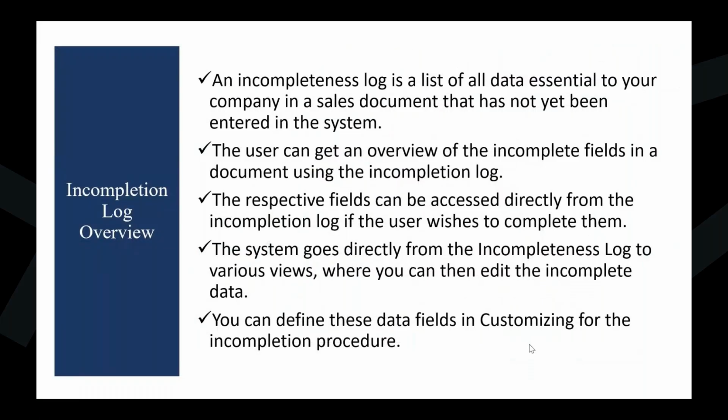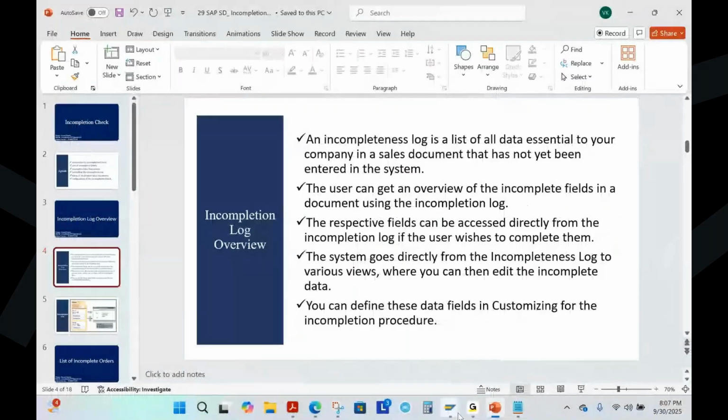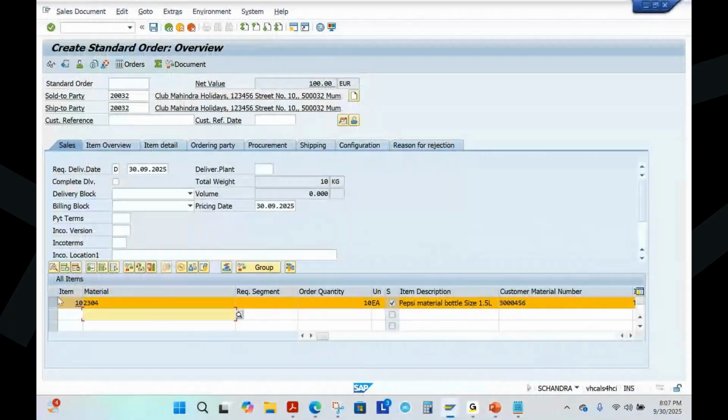The respective fields can be accessed directly from the incompletion log if the user wishes to complete them. So let's say the user wants to complete that information. What does the user have to do? He has to select it, and then choose Edit, Incompletion log.